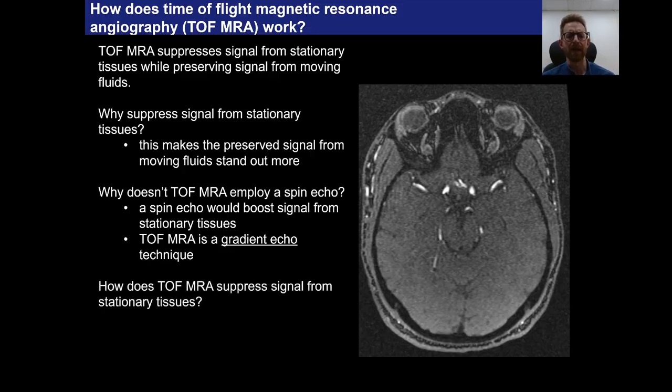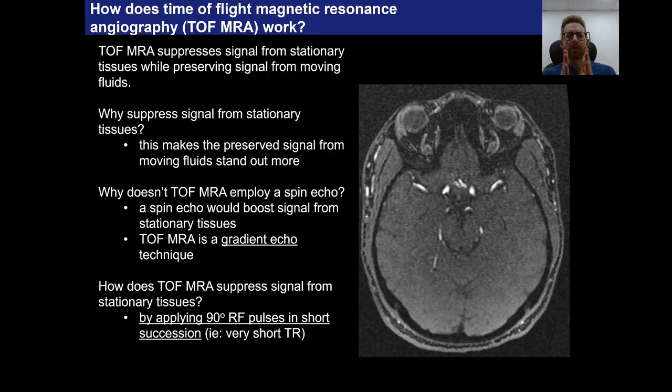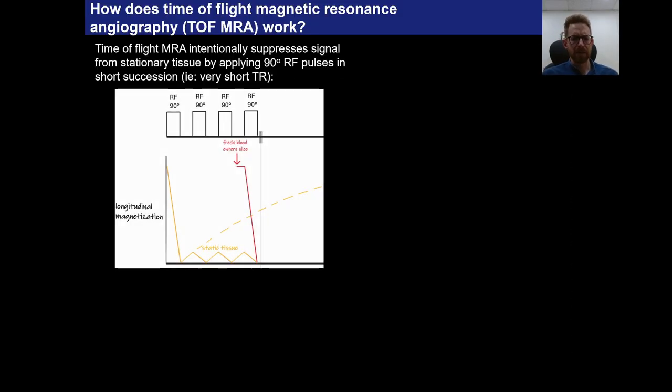How does time of flight MRA suppress signal from stationary tissues? Well, it's going to apply multiple 90-degree radio frequency pulses in short succession. So let's take a look at this pulse sequence diagram. We see multiple 90-degree radio frequency pulses in short succession. This is the hallmark of the time of flight MRA sequence. If you're going to remember anything about this, please remember this. Multiple 90-degree radio frequency pulses in short succession. That's going to help you remember the key points about a time of flight MRA sequence.